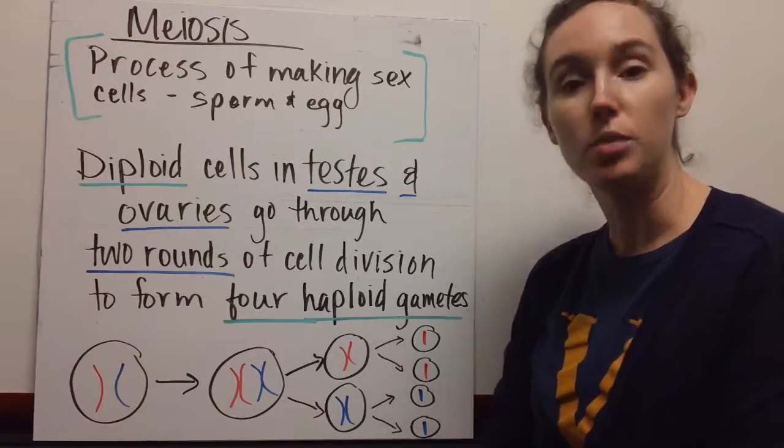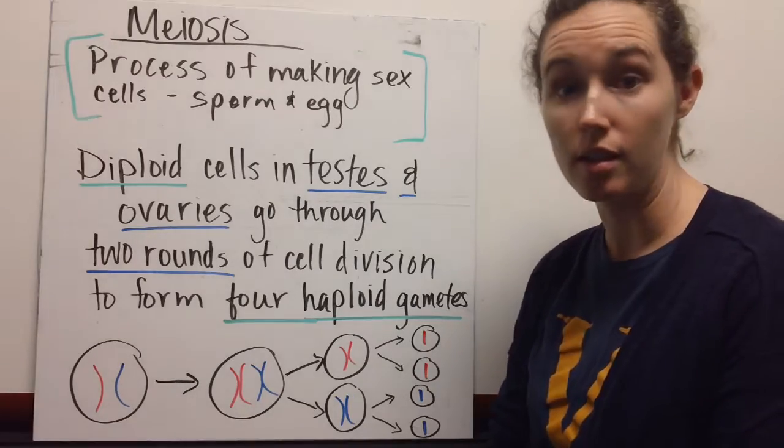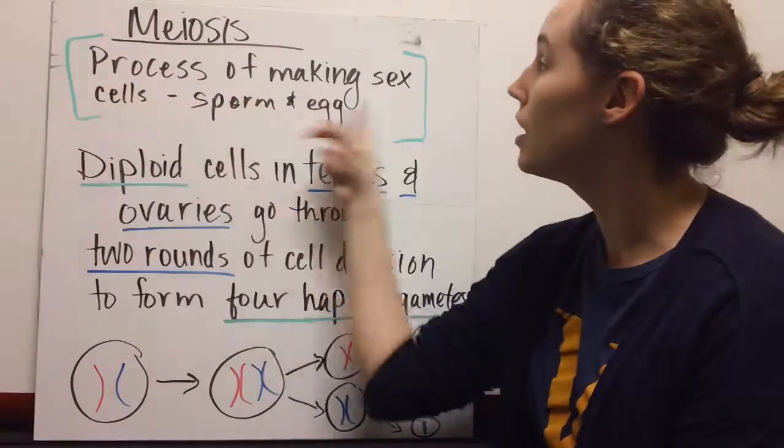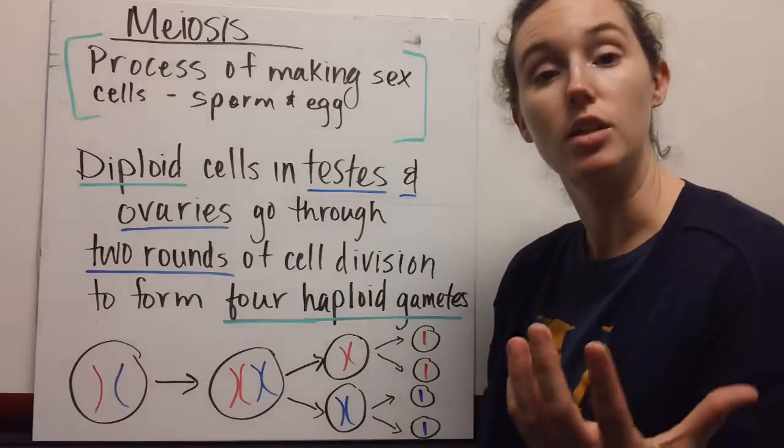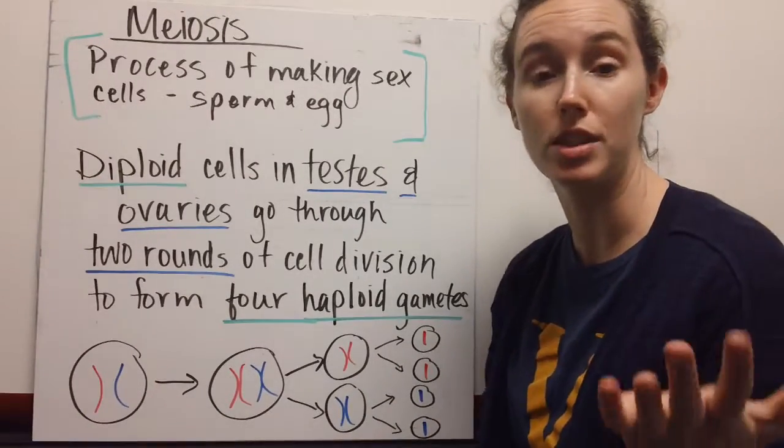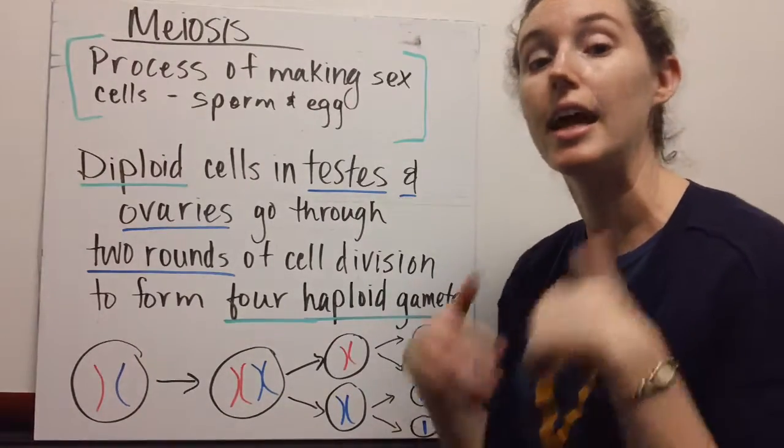This video is about the process of meiosis. Meiosis is simply the process of making sex cells. Your sex cells are sperm and egg. Another super sassy science word for sex cells is gametes.